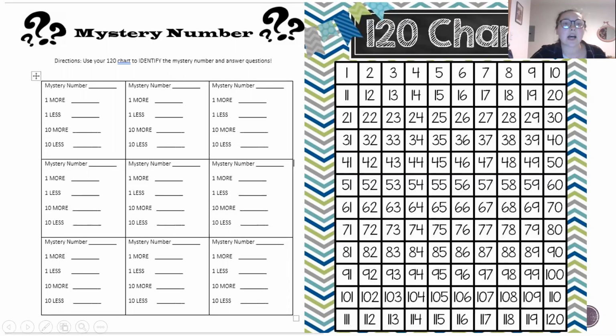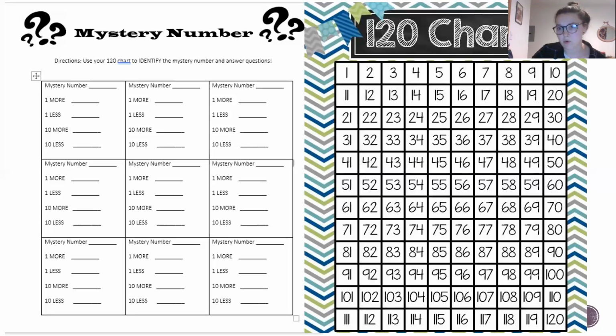So the directions on your Mystery Number recording sheet say to use your 120 chart to identify the mystery number and answer questions. In my hand, on these sticky notes, I have some clues, and you can use your 120 chart to find the number based on the clue I read. The first clue will be an example that we can do together, and the rest you will do on your own or with help from an adult at home. All right, so the example clue is: find the number that is 10 more than 106.